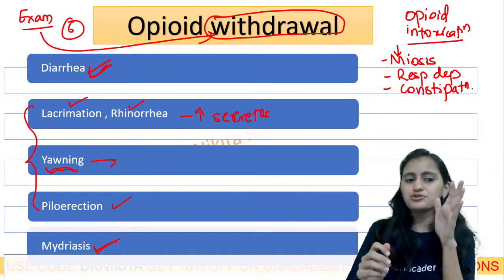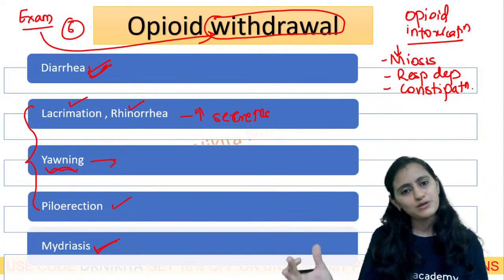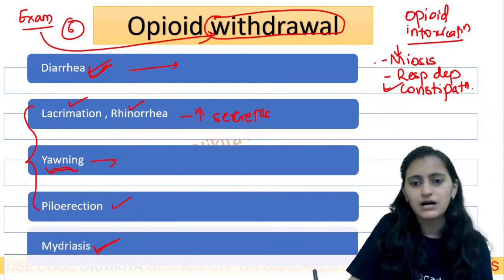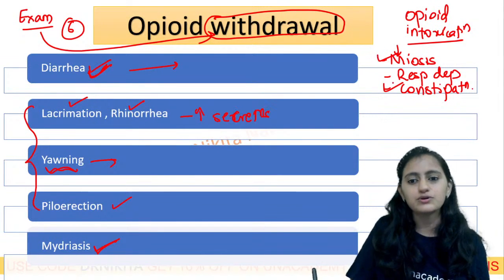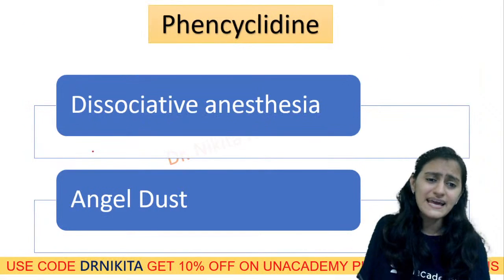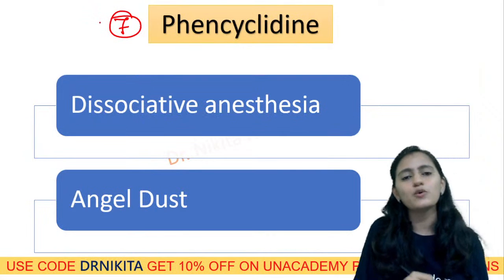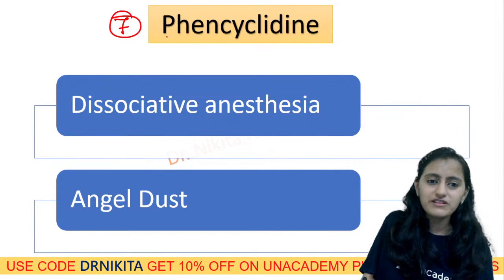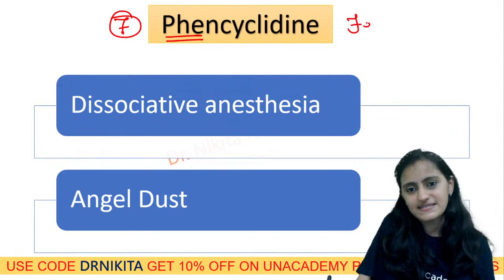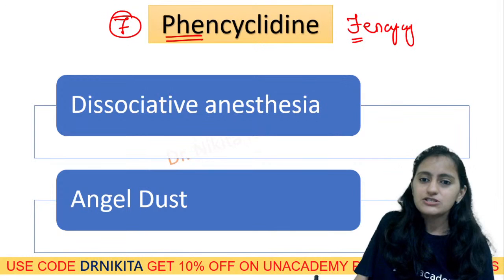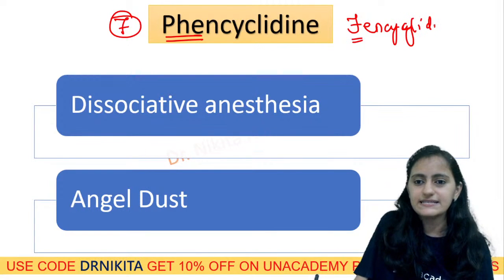Okay, once you know these are opioid withdrawal, opposite will be opioid intoxication. So intoxication में constipation होगा, pupillary constriction होगा, और respiratory depression होगा, right? Next one, Phencyclidine. What do you see with Phencyclidine? Now, with Phencyclidine, we write Phencyclidine like this for a mnemonic. PH की जगह हम लिखेंगे F. So it is Fencyclidine. Alright.